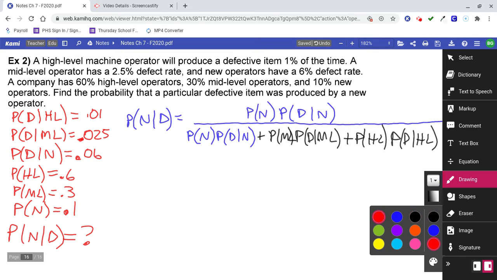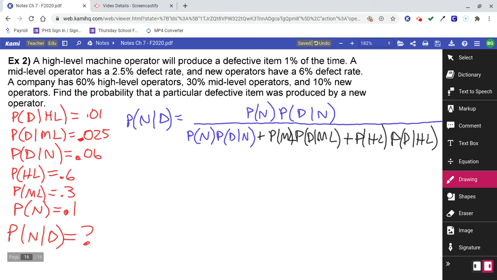So go through and fill in the numbers where they go. Probability of new is 0.1, so we can put a 0.1 there and there. Probability of defective given new was 0.06, so we can put that there and there. You're always going to have one of them match the top and bottom. Just one, though. Probability of mid-level was 0.3. Probability of defective given mid-level was 0.025. Probability of high level was 0.6. Probability of defective given high level was 0.01. Sorry about that.